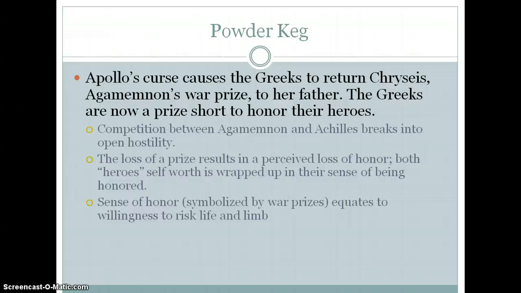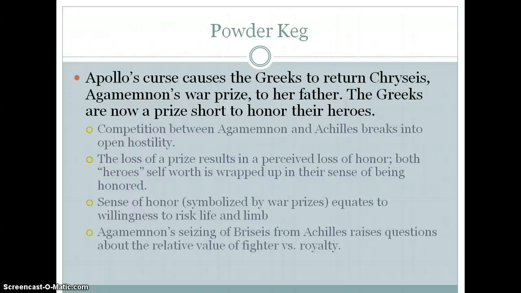The sense of honor is symbolized by war prizes, and it equates to the willingness to risk life and limb. So war prizes are essential, war prizes being women that were captured in battle and doled out to soldiers. War prizes are essential to these men feeling like it is worth it to die.